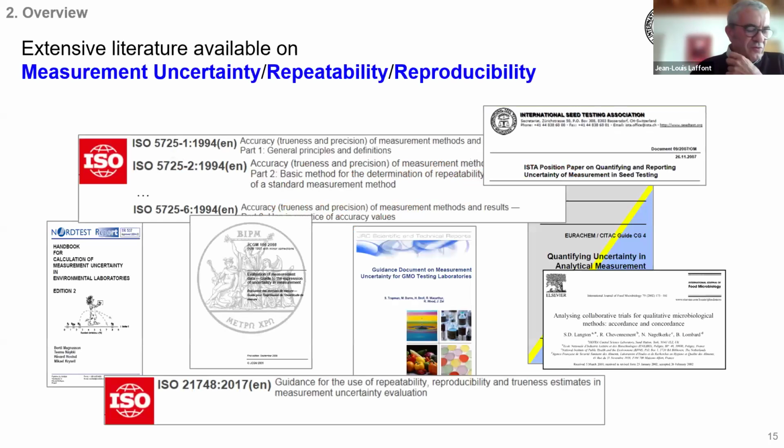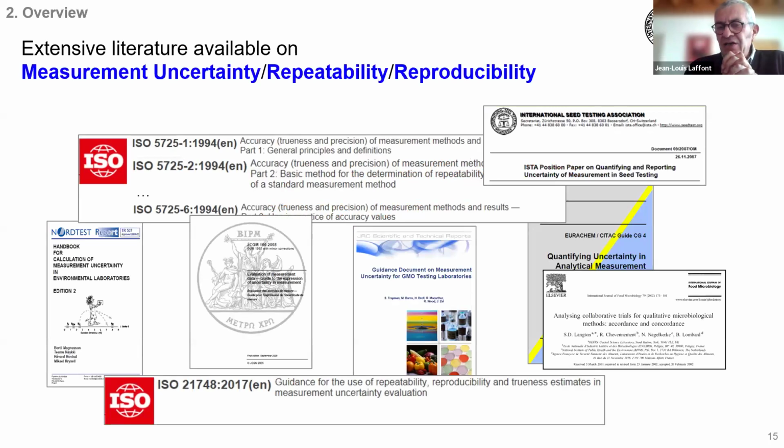So I will talk about specific analysis of multi-laboratory collaborative studies using a specific tool which is called the Langton Accordance Concordance tool. Before jumping into the tool, I want to provide you with a refresher on key concepts regarding the analysis of interlaboratory studies, which is about measurement uncertainty, repeatability, and reproducibility.